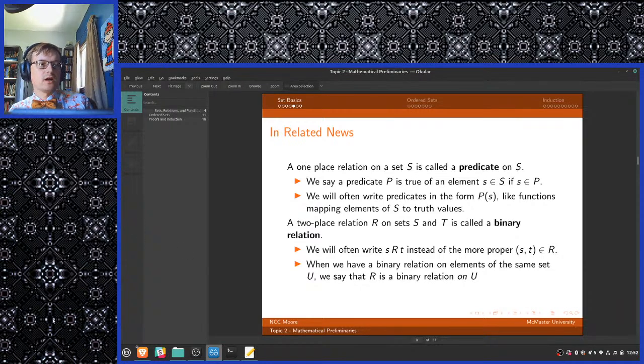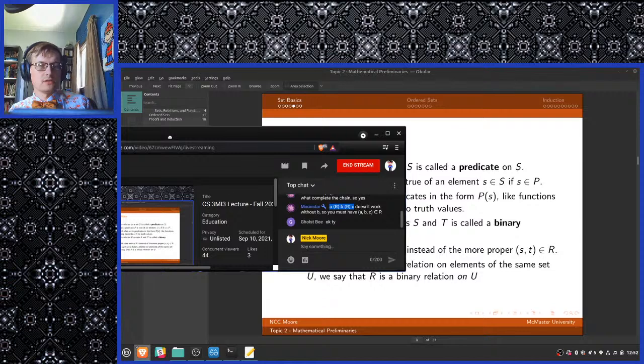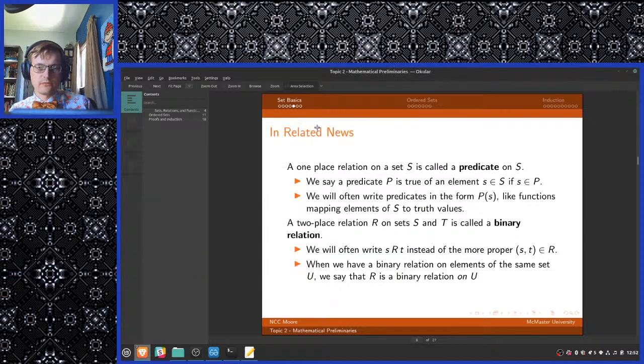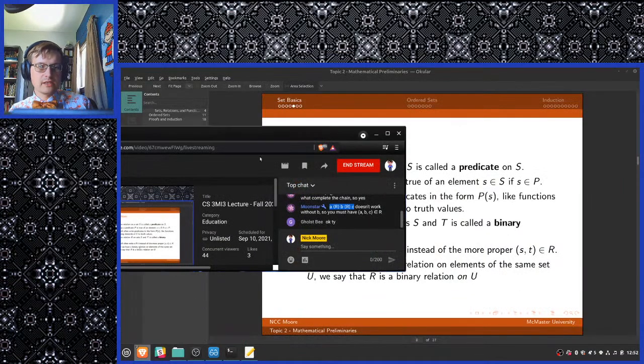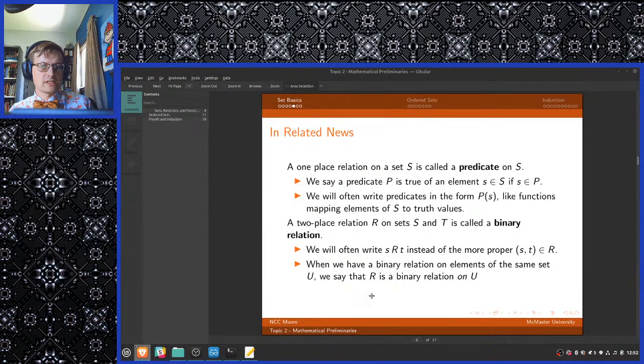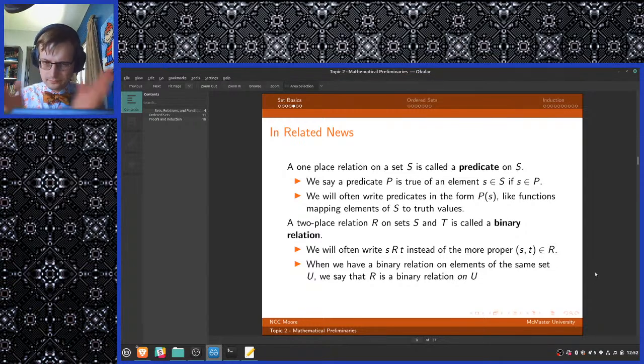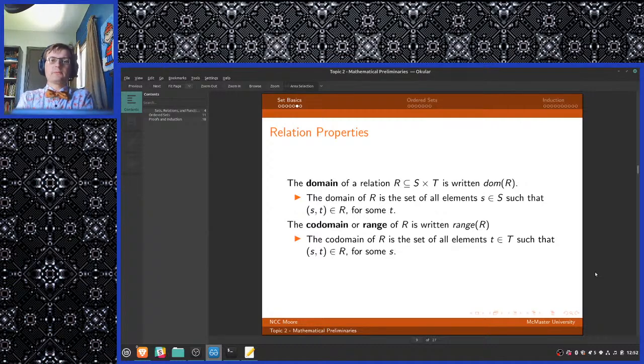Although I'm not sure we're ever going to use this notation here to mean that. To be completely honest, it's going to be unary and binary relations most of the time. You also have the operator problem, but anyway. So, relation properties.